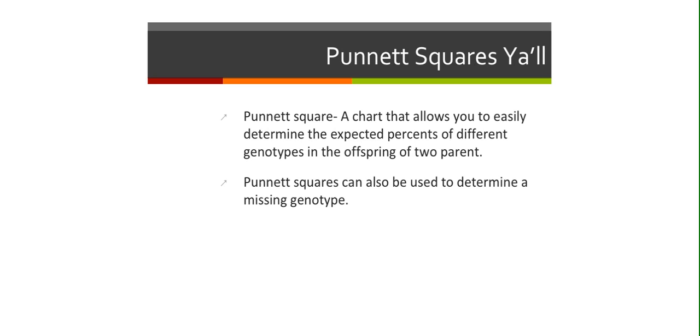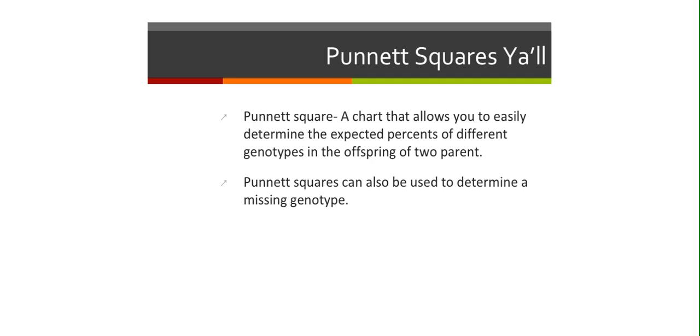And so geneticists, after some time, were studying a lot of traits, and they wanted to find a way that could help them determine traits of future offspring. A Punnett square is a very nice way to do that. A Punnett square is a chart that allows you to easily determine the expected percents of different genotypes in the offspring of two parents. And we've done Punnett squares in class already.